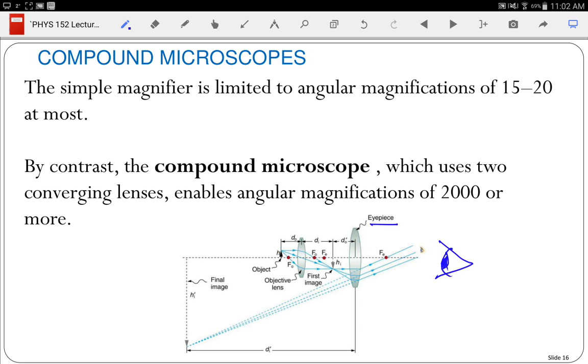The two lenses are going to do different jobs. The eyepiece is going to give you an angular magnification of the image produced by the first lens, by the objective. So the objective is going to give you a transverse magnification to make a bigger image. And then the eyepiece is going to magnify that image. So the magnification of the microscope is going to be the product of the transverse magnification produced by the objective and the angular magnification produced by the eyepiece.